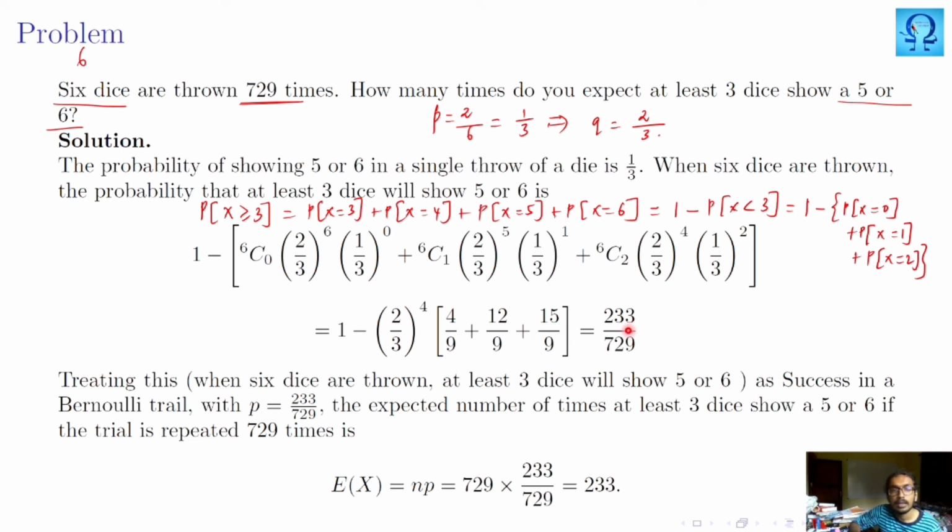Now that we have thrown 6 dice one time, we are expecting it for 729 times. So you just need to multiply it with 729. That's it. Suppose instead of 729, you are asked to do this for 1,000 times, you just have to multiply 1,000 with the probability that we have obtained. When we throw 6 dice at once, find the probability of success, then multiply that with the corresponding number of times. That's it. Thank you.